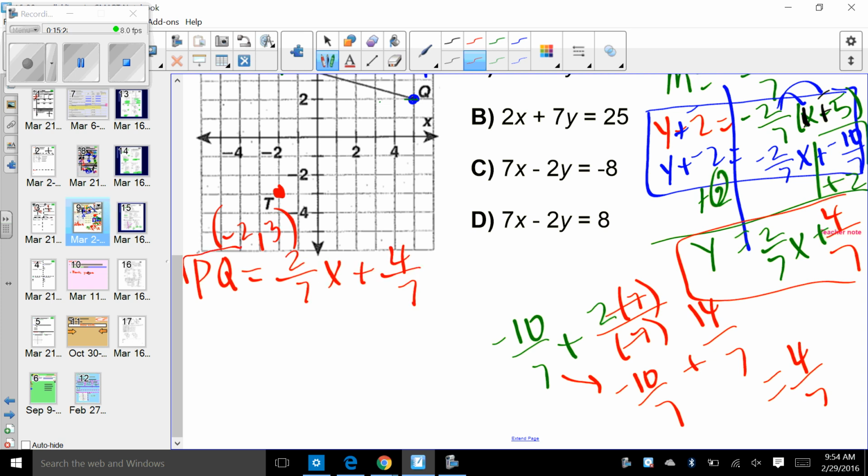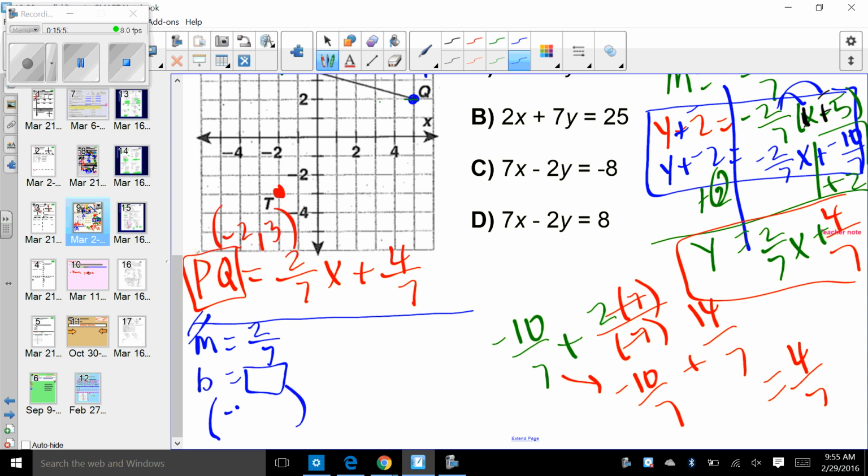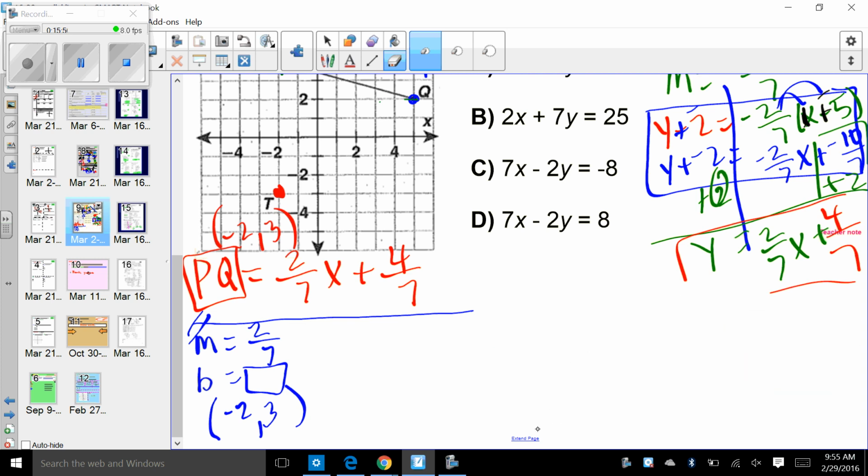A line that's parallel that goes through the point T. Well, this is what we know about the point T. We know the point T goes through negative 2, 3. And we know the slope is the same. So if we're working on a new equation, we have to use the same parallel slope. So slope has to be parallel and it has to be 2/7. Problem is we don't know the b value, but we do know a data point that it goes through is negative 2, 3.